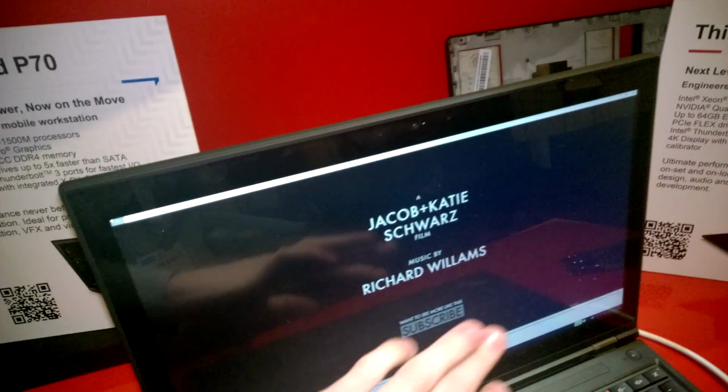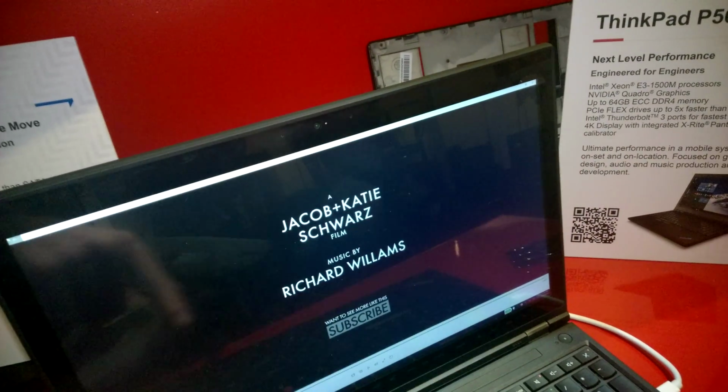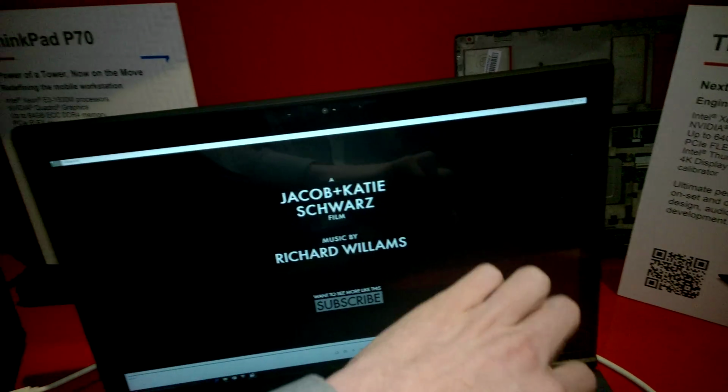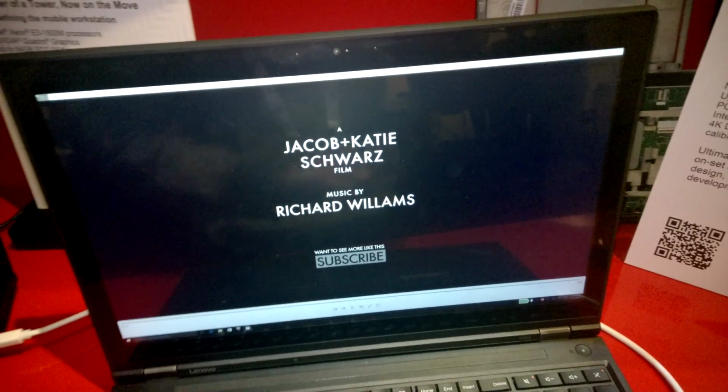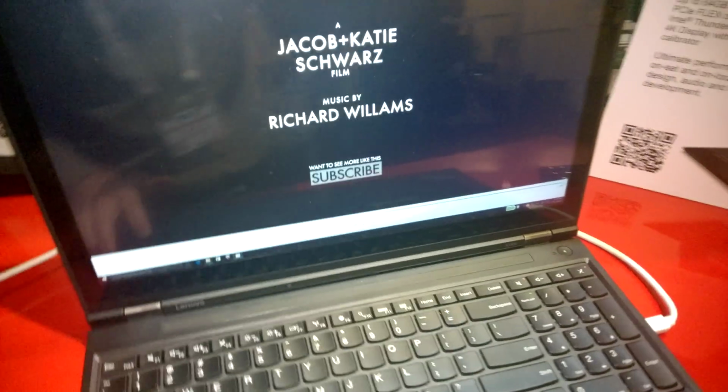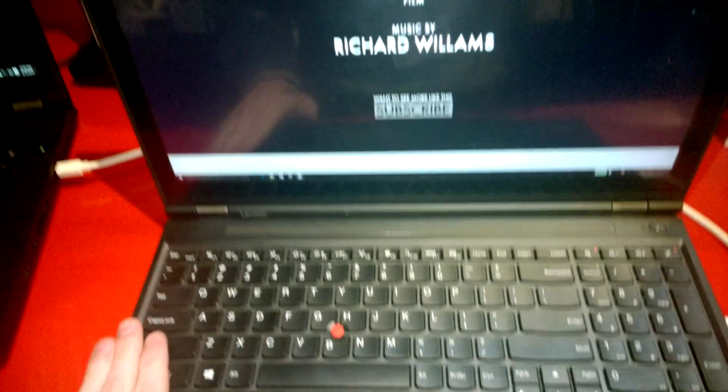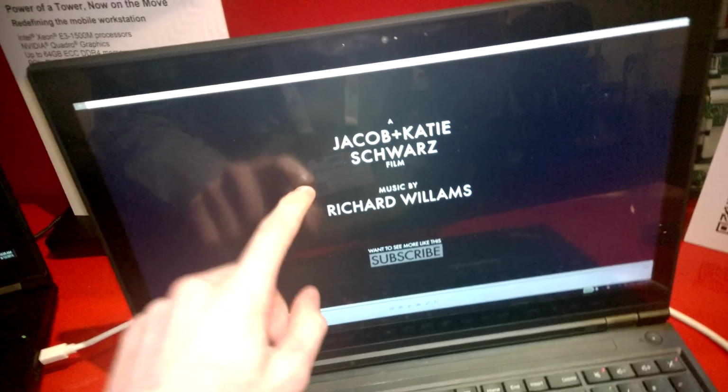The panel here, a multi-touch panel, is 4K. Vertical resolution is 2160 pixels in height, horizontal somewhere in the 4000s. It's multi-touch.